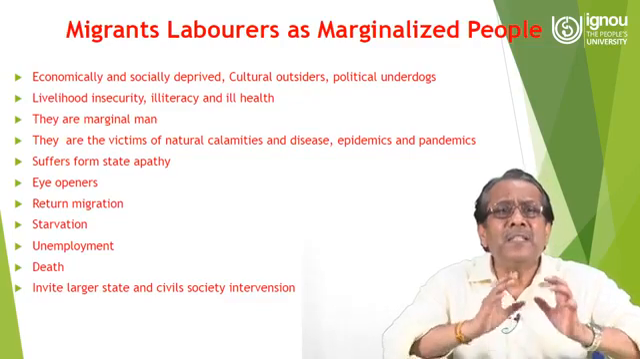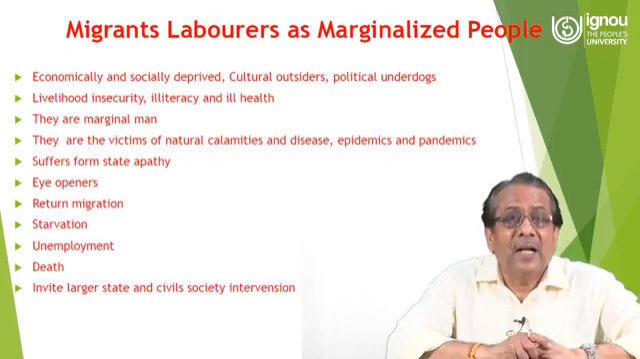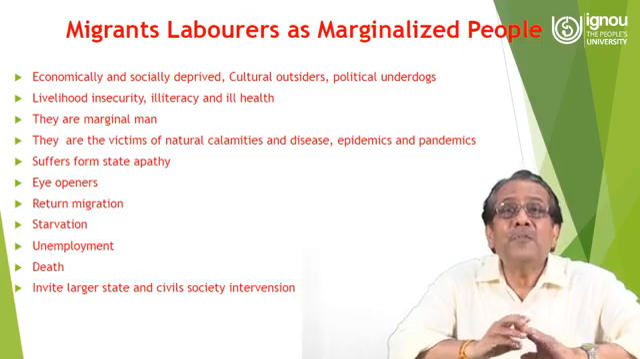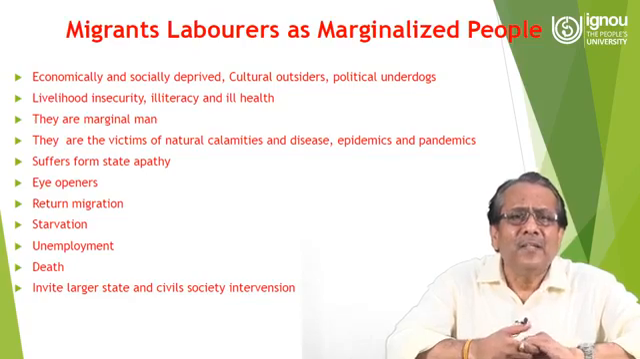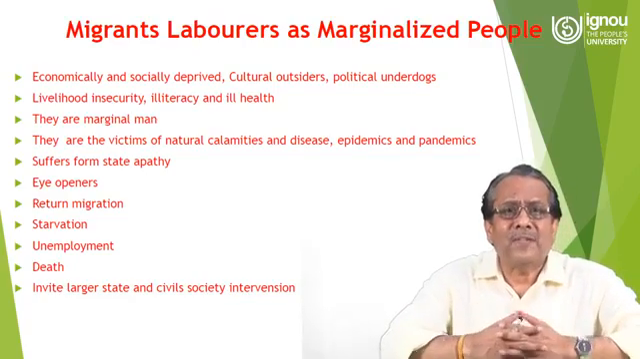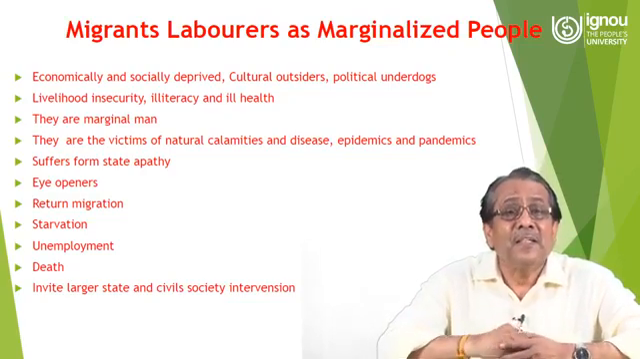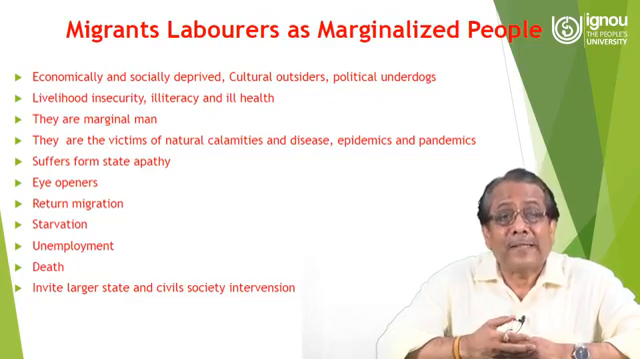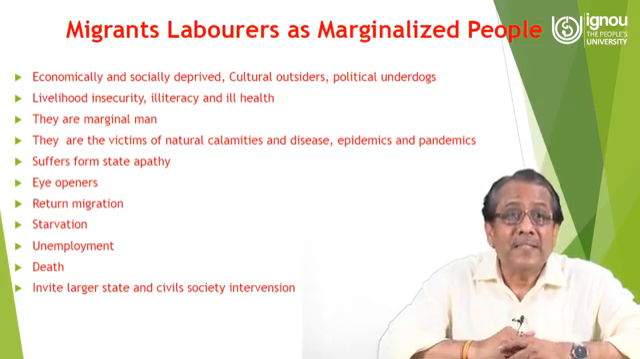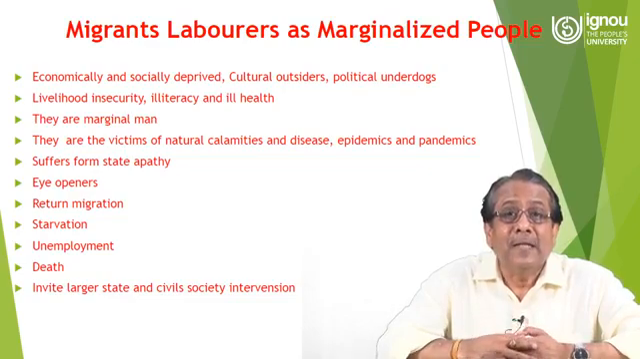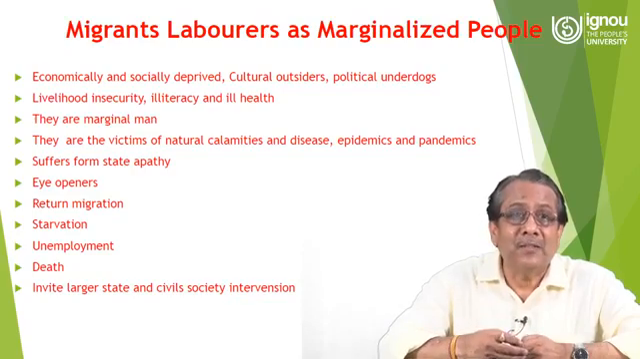So what we find is that the representation widely comes in terms of livelihood insecurity, illiteracy, and ill health, and they also become victims of natural calamities, disease, pandemic, and endemic. When there is an outburst of any natural calamity, be it a drought, they migrate from rural to urban areas. In a disaster, earthquake, flood or famine, they are again dislodged from their own home. And in endemic and pandemic situations, they again become victims of return migration, push back migration to the rural areas.